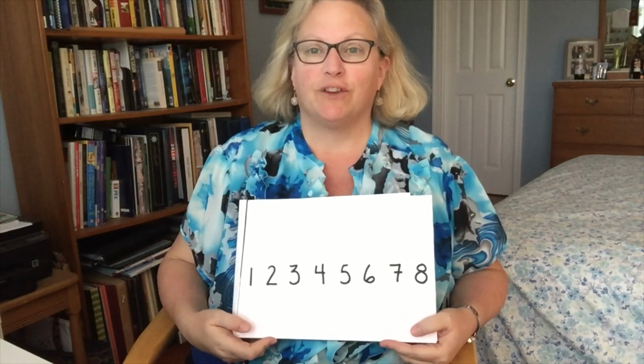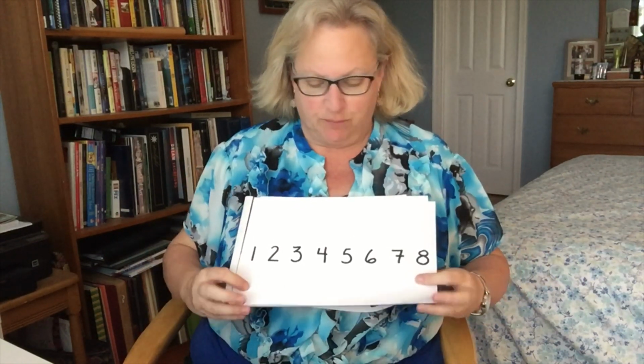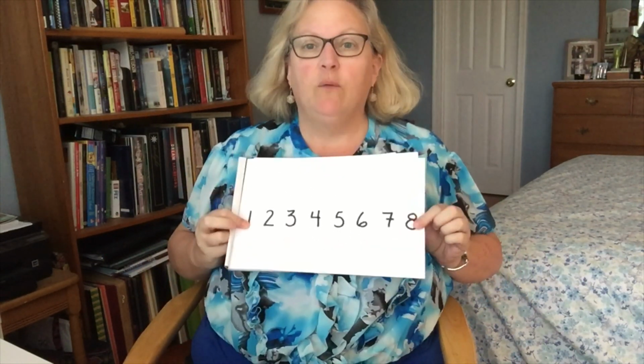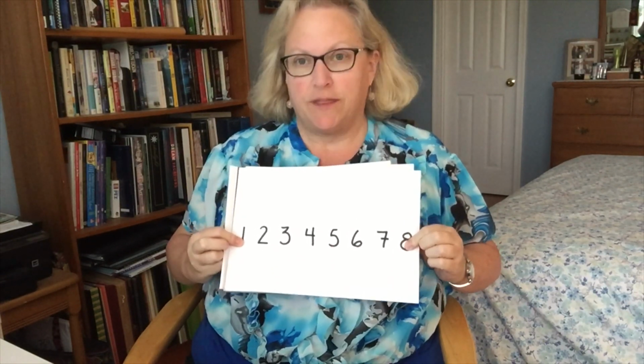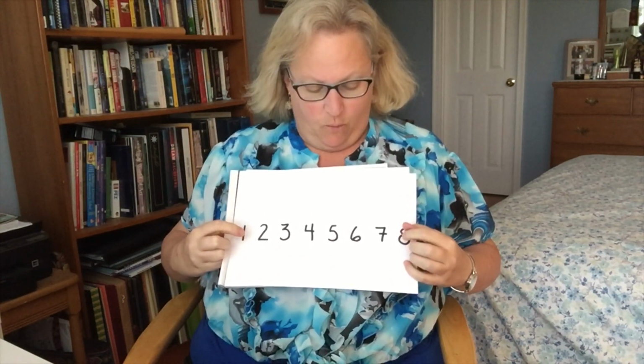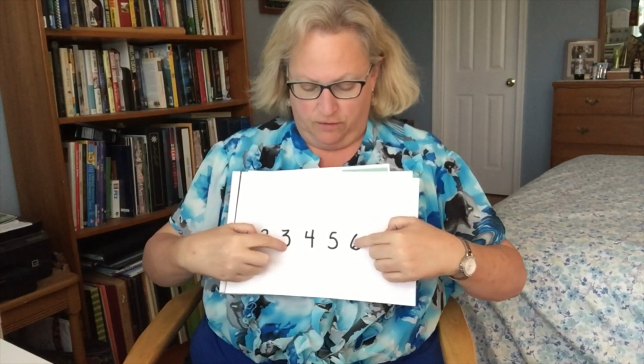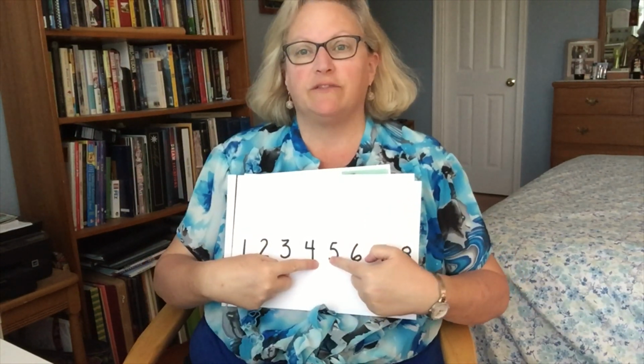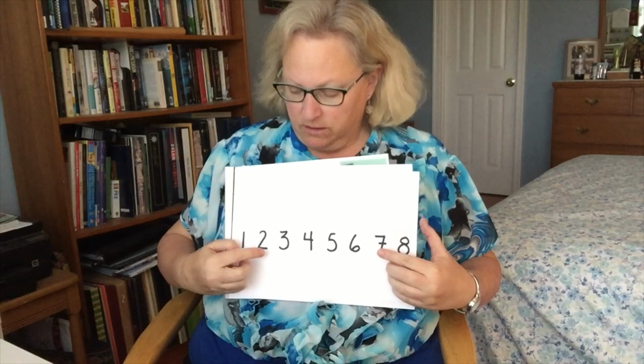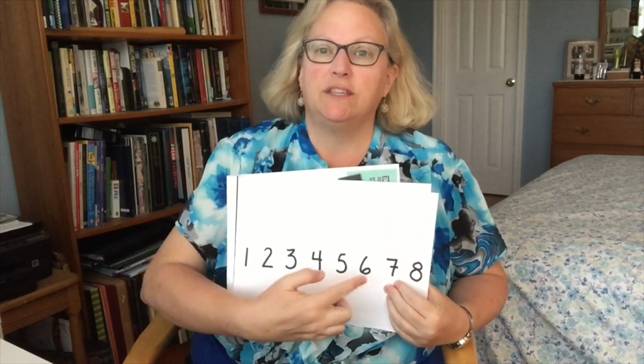If I needed to figure this out, I would probably just put one finger on the 1 and one on the 8. And in my head, I know that that makes 9. So I'd have 1, 2, 3, 4 sets of 9. So these numbers very quickly I can see add up to 36.